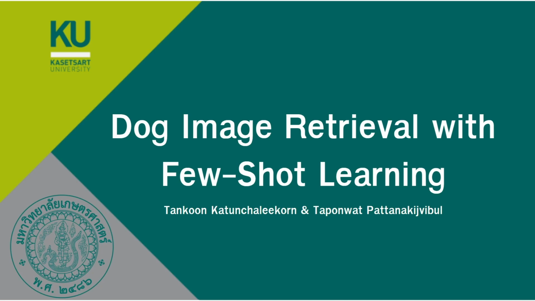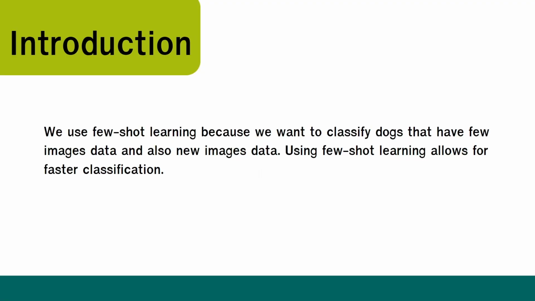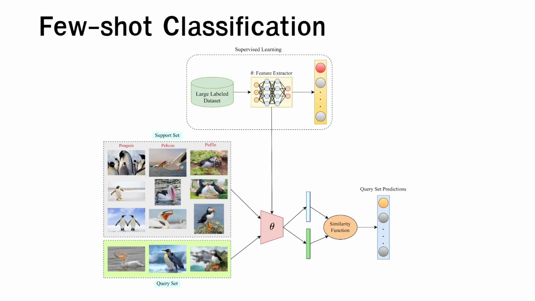Hello everyone, today we present our group project, which is about dog image retrieval with few-shot learning. In our project, we will be using few-shot learning in the classification task to classify dogs that have few image data and also new image data. Using few-shot learning allows for faster classification when compared to normal classification models.